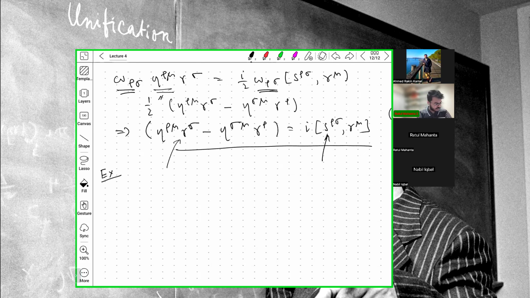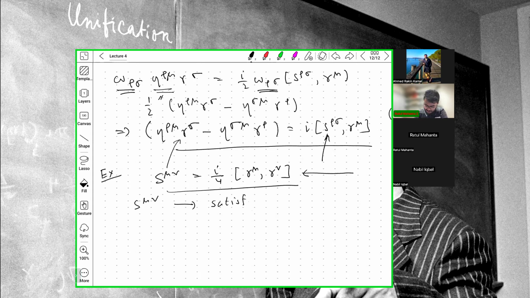I will give an exercise that the solution is, because they depend on gamma matrices, and you can check using the properties of gamma matrices that they solve the above equation. So this is the solution. You can explicitly check, and you can also check that with this identification, the S mu nu matrices satisfy the Lorentz algebra.